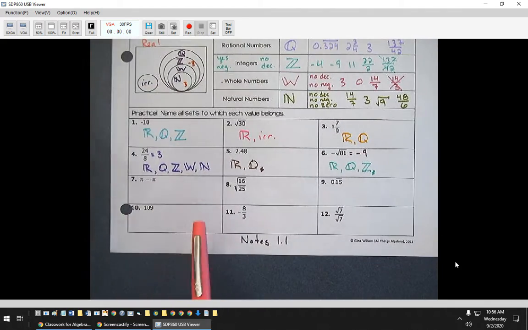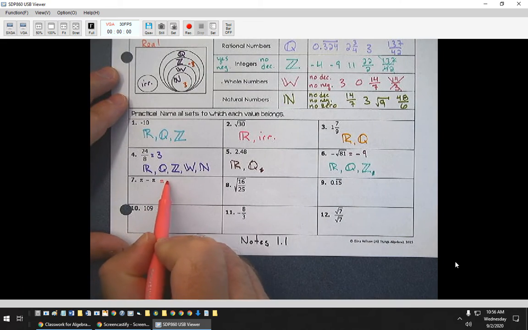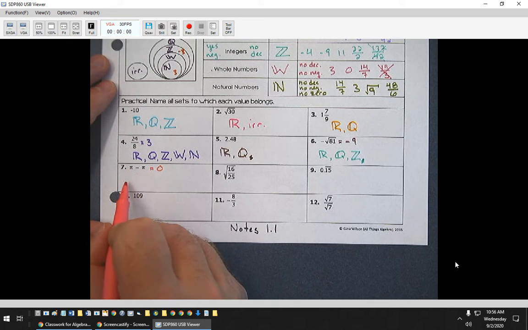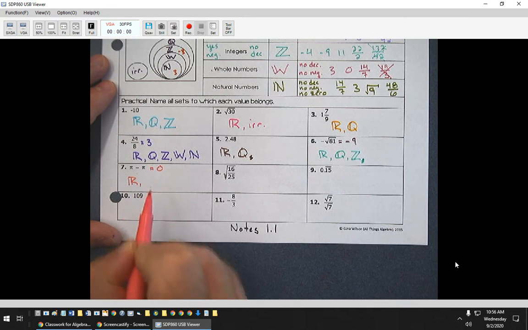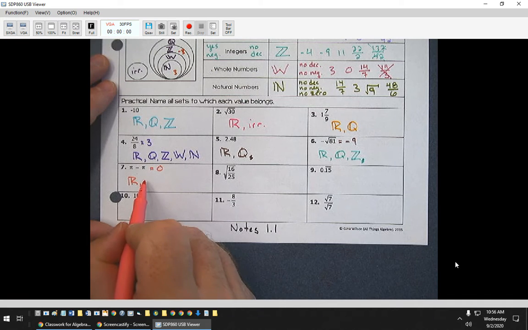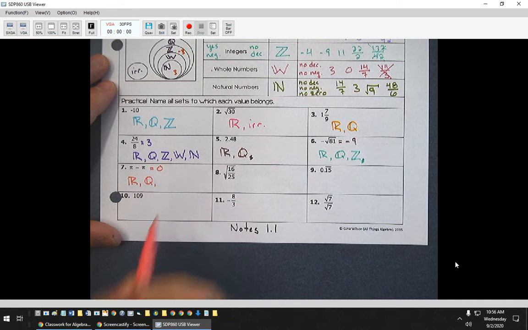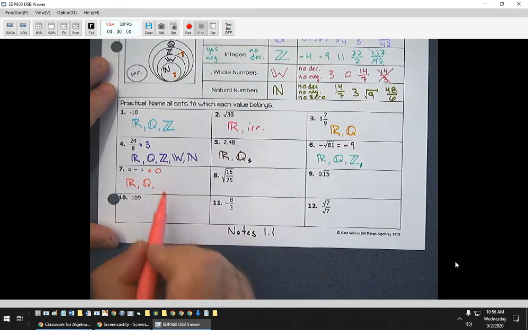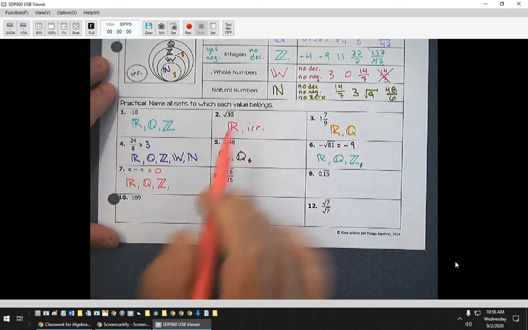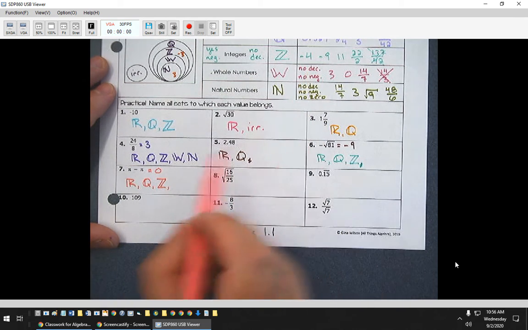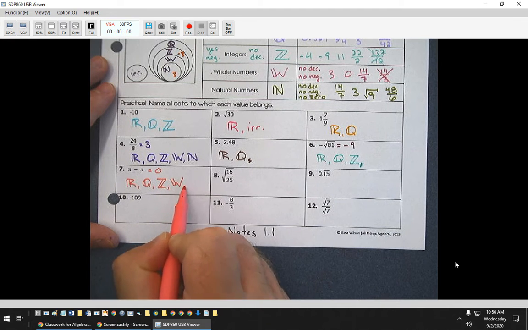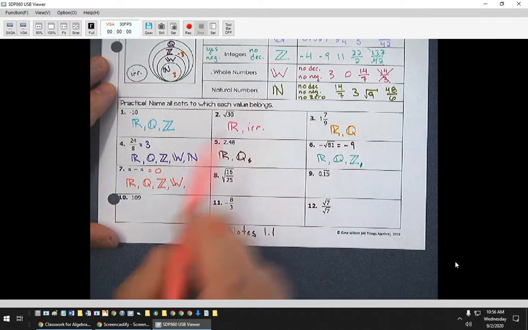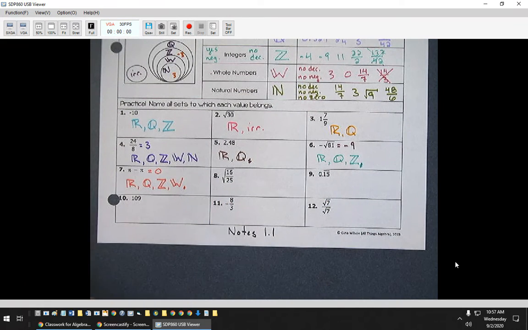Pi minus pi, can you clean it up? Yeah, pi minus pi is 0. Pause. Try it. Let's see how you did. 0 is a real. 0 terminates, so it's a rational. 0 is not a decimal, so it fits in with the integers. 0 is not a decimal, nor is it negative, so it fits in with the wholes. Naturals do not include 0, so that's it. They don't include naturals on that one.